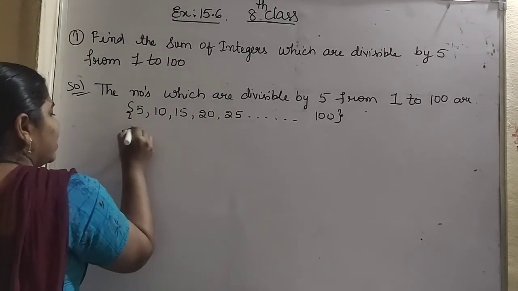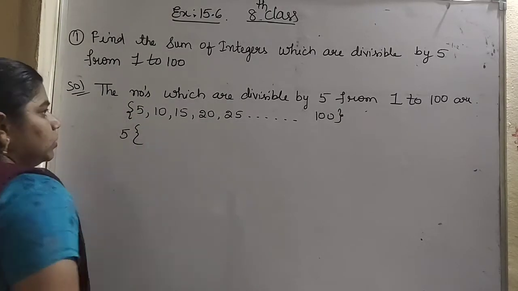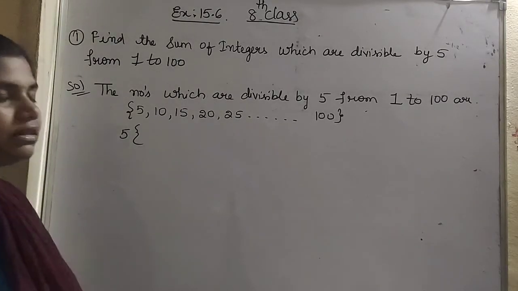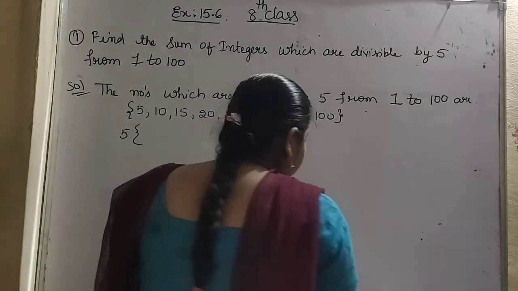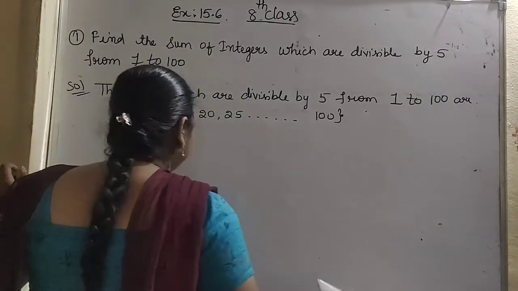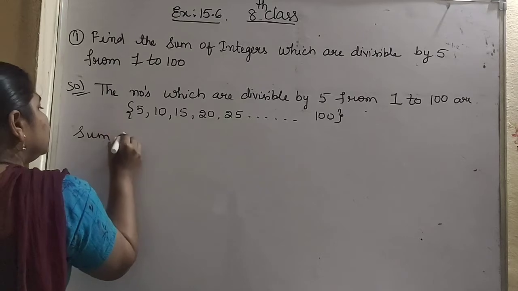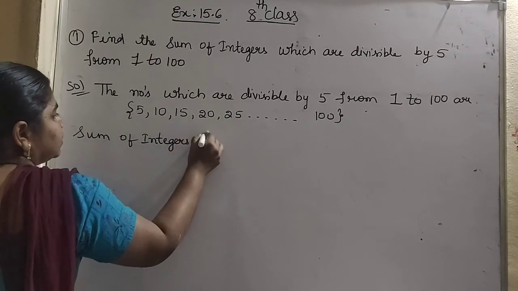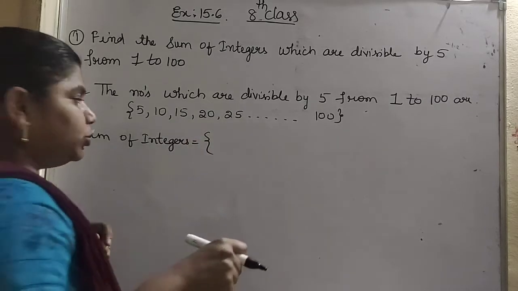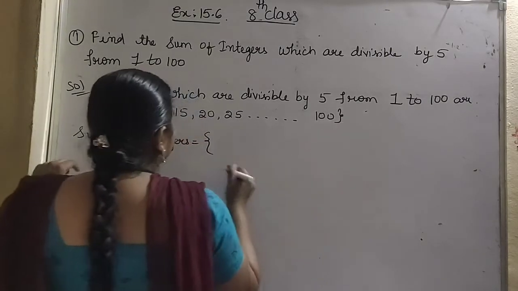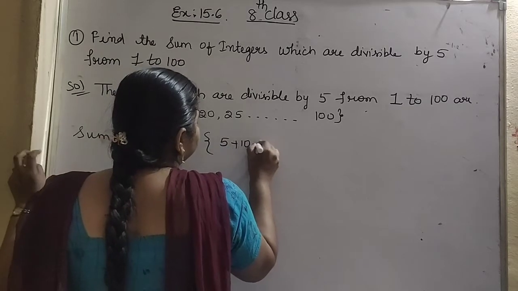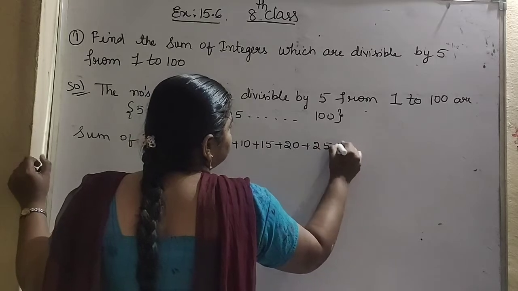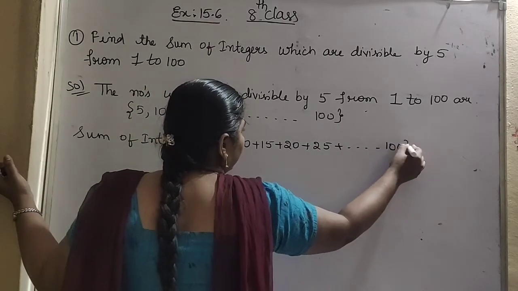So I am taking 5 as common here. Sum is nothing but addition. So first we will write the sum of integers here. Sum of integers is equal to, sum is nothing but addition. So we have to add all these numbers: 5 plus 10 plus 15 plus 20 plus 25 plus so on up to 100.